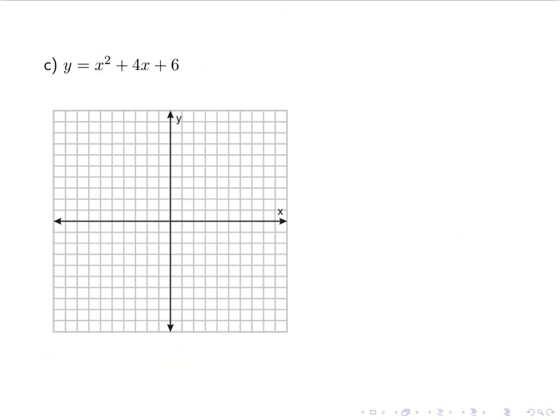So the next one in standard form is going to be x squared plus 4x plus 6. So again, we start with the y-intercept, 0, 6. Then we move on to the x value of the vertex, -b over 2a. So b is 4, so -b is -4. A is 1. Remember, if you don't see a coefficient, it's a 1. So 2a is 2. And h is -2.